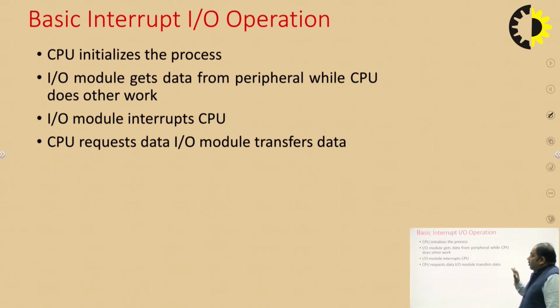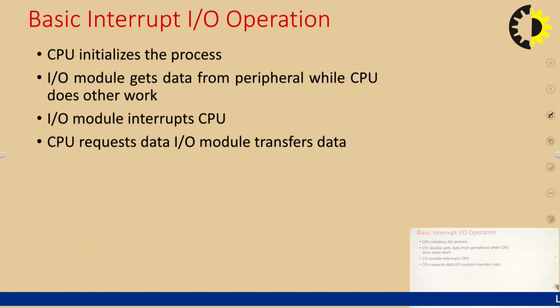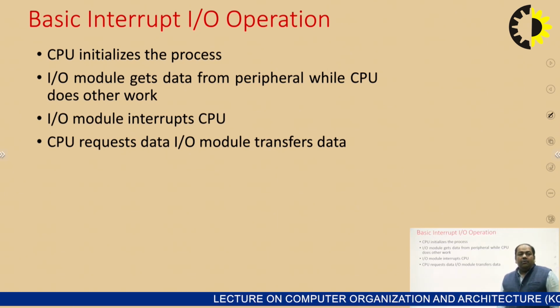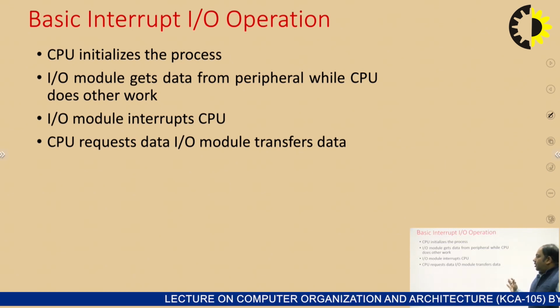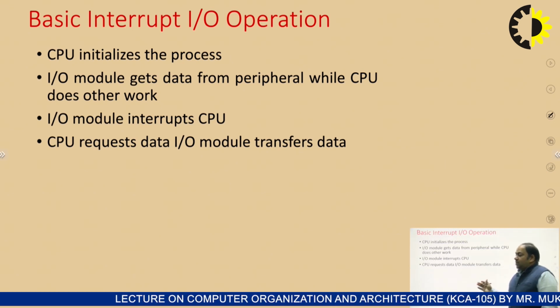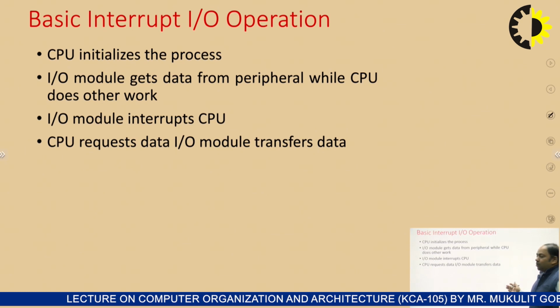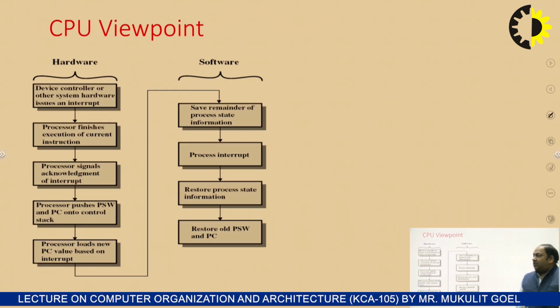So what are the basic operations in interrupt input output? The CPU initiates the process. The input output module gets the data from the peripheral device. The input output module interrupts the CPU, meaning it sends a signal to the CPU, and the CPU requests data from the input output module, which then transfers it.